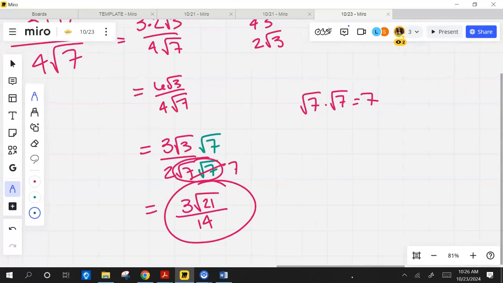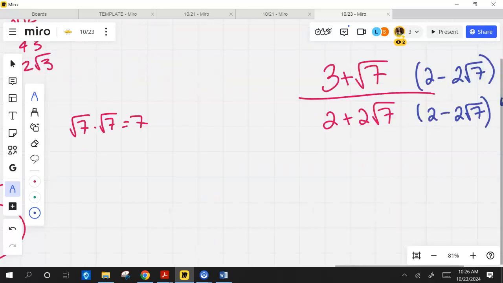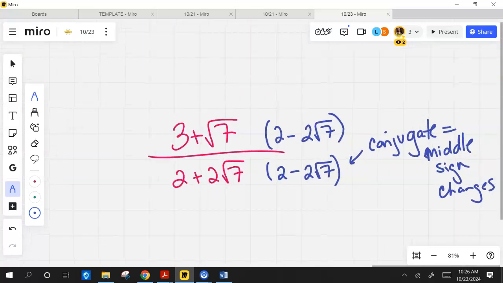It had a 3. Because you only multiply by what the radical is. You don't multiply by the 2 also. You could, you just have more simplifying to do, but you only multiply by the radical. But when you're adding or subtracting, you have to do the whole thing.